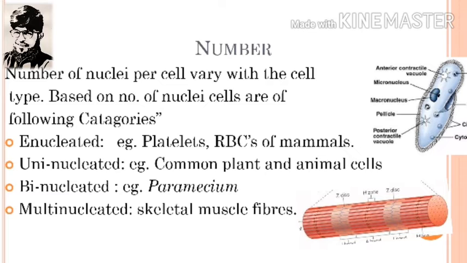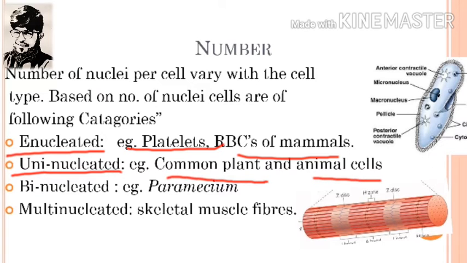Number of nuclei vary from cell type to cell type. Now based on the number of nuclei in a cell, cells are categorized into many types. For example, enucleated cells are the cells having no nucleus. Example, platelets and mammalian RBCs. Uninucleated cells are the cells having one single nucleus. Common plant cells and animal cells are the uninucleated ones.